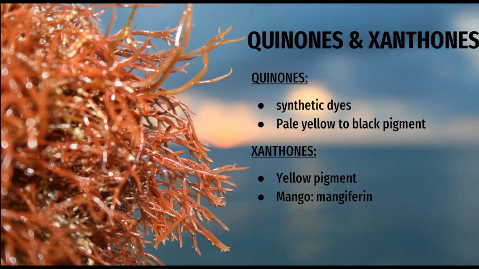Next we have quinones and xanthones. These are the synthetic dyes which are derivatives of quinones. Natural quinones have colors ranging from pale yellow to almost black. Pale yellow to black pigment in quinones. And xanthones have yellow pigment. For example, a glucoside in mangoes, mangiferin.